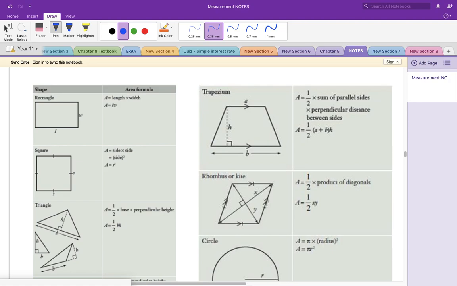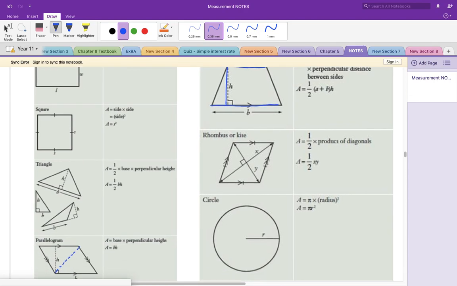And trapeziums is half times a plus b, so the two bases. In a trapezium, to determine bases, you look at which two lines are parallel. The two parallel lines are your bases, and in this case it's a and b. And the height is h. So that's the formula. Rhombus is half times x times y. X and y are the diagonals.